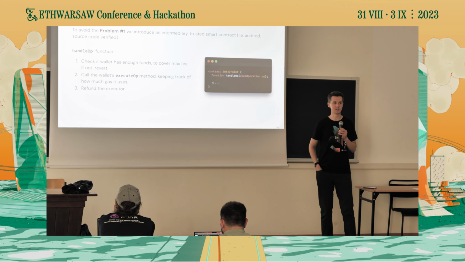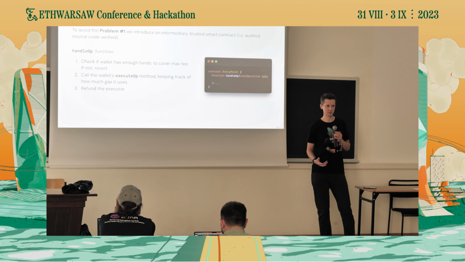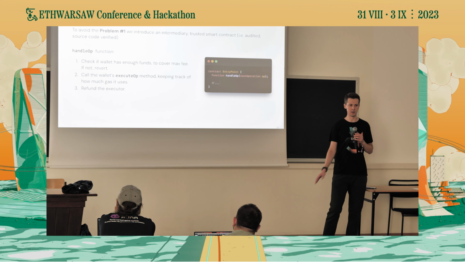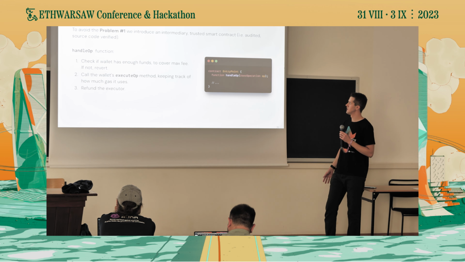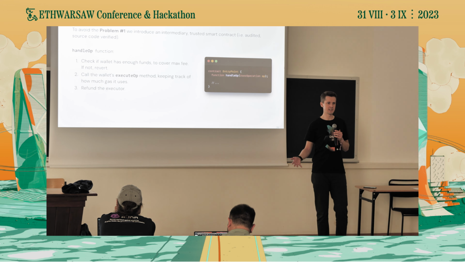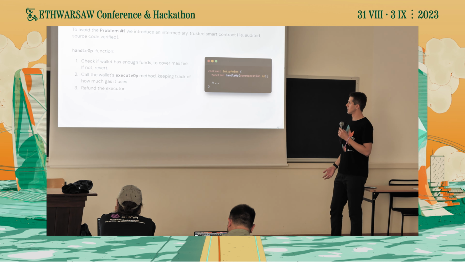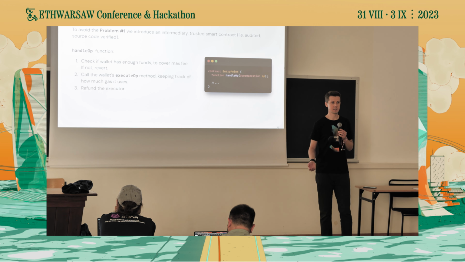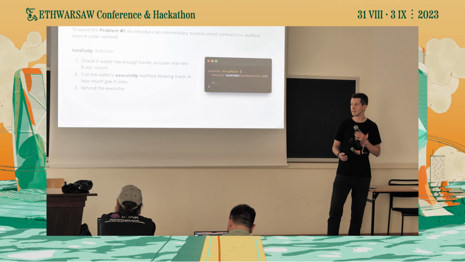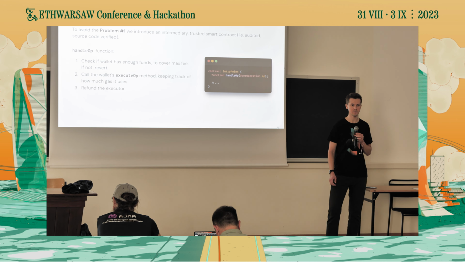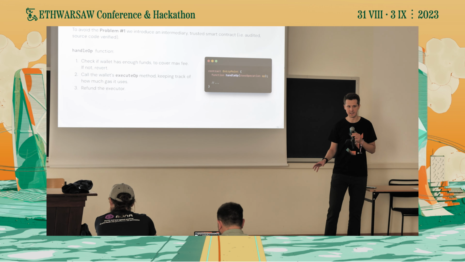We're going to introduce an entry point smart contract that is a singleton. It's a single instance for all of the wallets on the blockchain. It is trusted in a sense that its source code is well known and it has been audited. People agree that it's safe. Okay, and now this smart contract will have a method for handling our user operations. Let's go through what this method does.